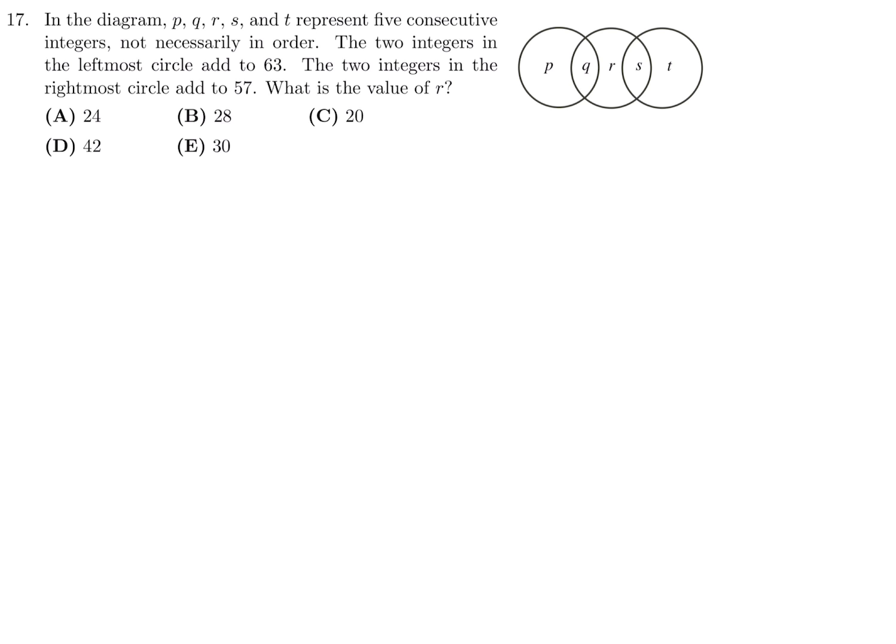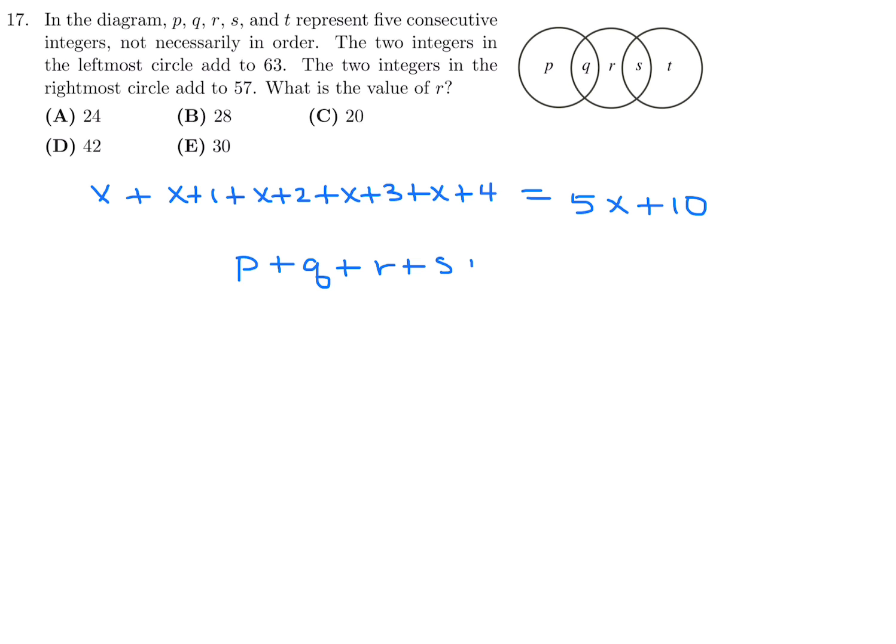All right, well, P, Q, R, S, and T are consecutive integers. So x, x plus 1, x plus 2, x plus 3, x plus 4. Now, not necessarily in that order. They even tell you that in the question. We don't know which one is P, which one is Q, and so on. But we do know that if you add them all up, the sum is going to be 5x plus 10. And 5x plus 10 is equivalent to the sum of P plus Q plus R plus S plus T.